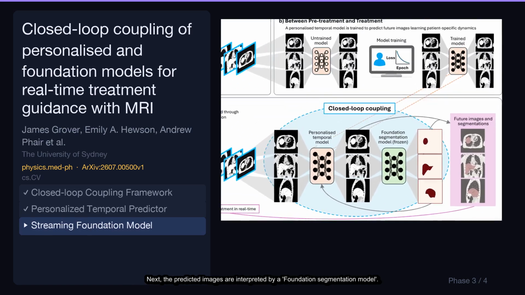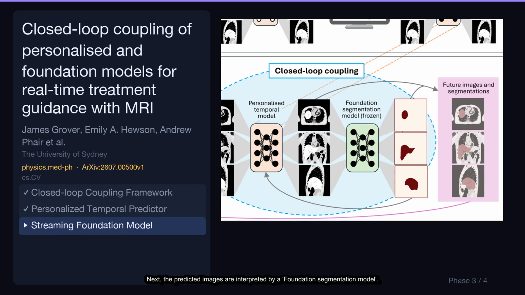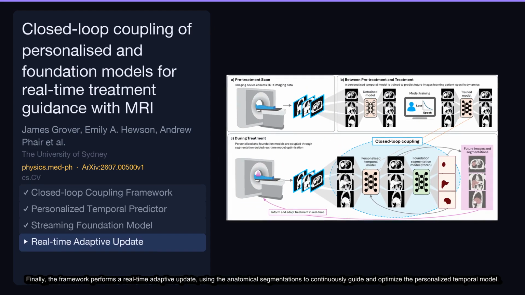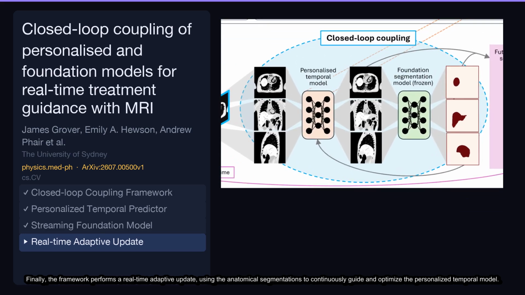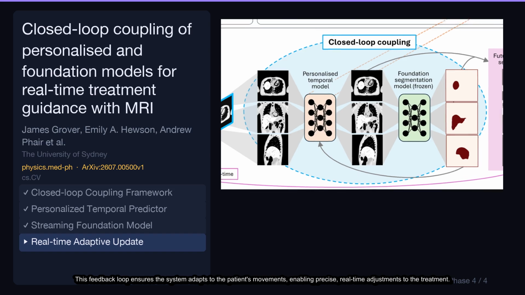Next, the predicted images are interpreted by a foundation segmentation model. This frozen, pre-trained model provides a robust and continuous anatomical segmentation, identifying key structures from the predicted images. Finally, the framework performs a real-time adaptive update, using the anatomical segmentations to continuously guide and optimize the personalized temporal model. This feedback loop ensures the system adapts to the patient's movements, enabling precise, real-time adjustments to the treatment.